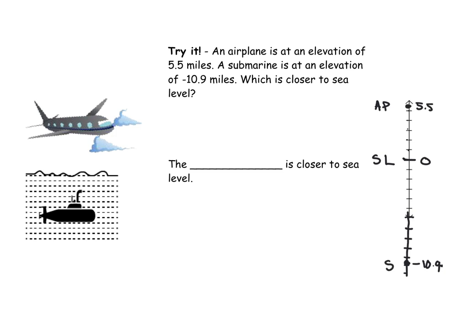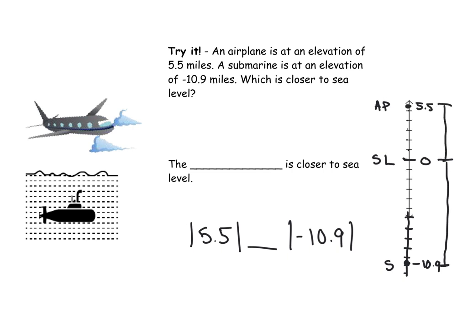So this is an absolute value problem where we are comparing the absolute value of 5.5 to the absolute value of negative 10.9. But it's much easier to see it on a number line. We can see the distance from sea level to the submarine is much greater than the shorter distance from the airplane to sea level. So we would say, which is closer, the airplane.